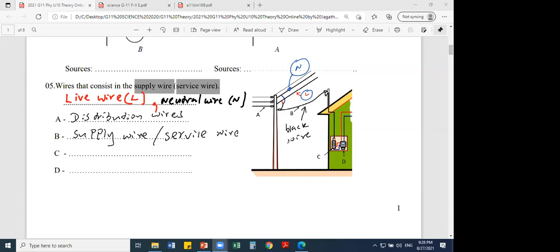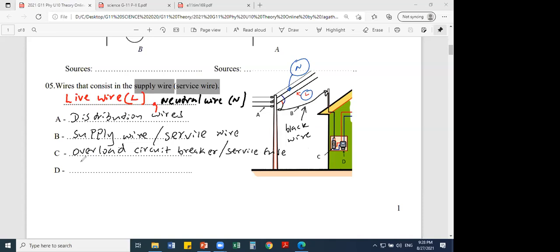Then C, can you see in the PowerPoint I also told you what C is here? That is the overload circuit breaker. That is also called the service fuse. In a modern house we sometimes call it the service fuse. Then we will be discussing it in detail, don't worry.